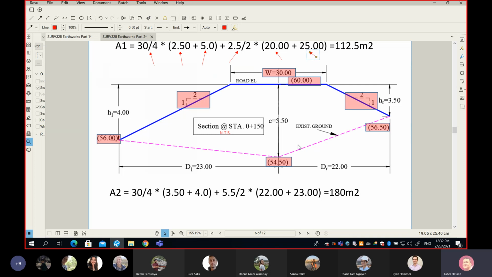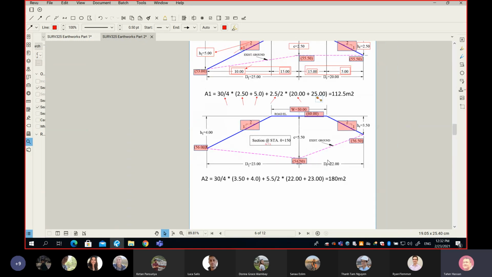Okay, so probably you can continue on estimating the area later on. Again, it's not very difficult. Just make sure that you prepare the HL, the HR, the C, the DL, the DR before you start your calculation. Now, I have a question for you.